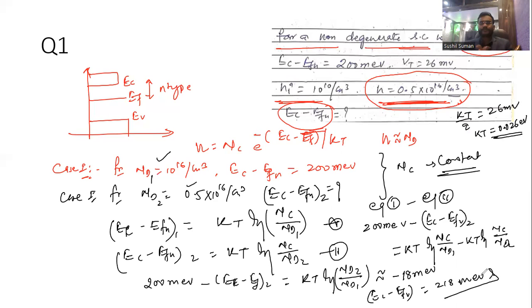Got it? Just put in all these values: KT equal to 0.026 electron volt, ND1 is 10 raised to power 16 and ND2 is 0.5 into 10 raised to power 16. You will get this answer. Got it? This is one of the best questions from your EDC, electronic devices. Just take the screenshot. Now come to the next question.